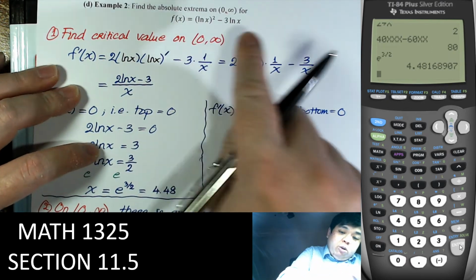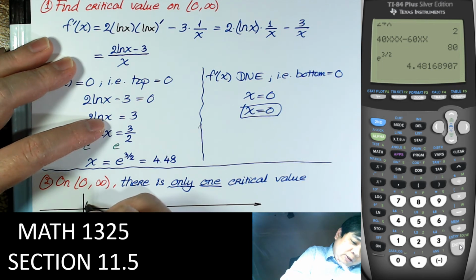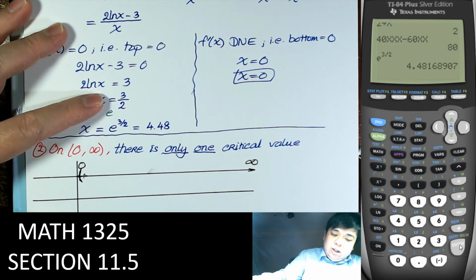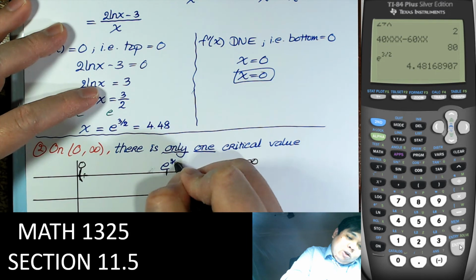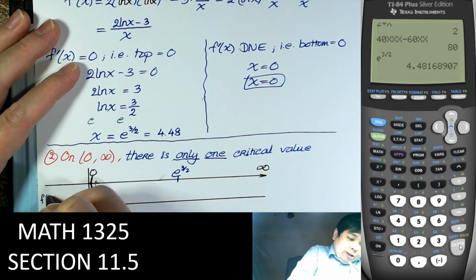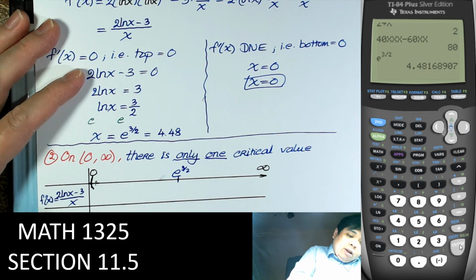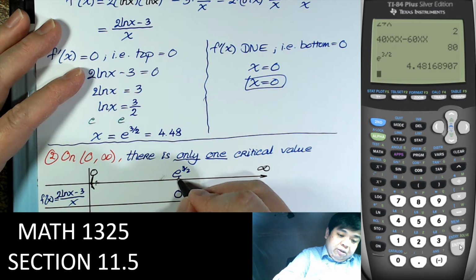Sorry, on this problem, we only go from 0 to infinity. And inside there's only one point, e to the 3/2, which is about 4.48. And the derivative, 2 ln x minus 3 over x, when x equals e to the 3/2, the derivative equals 0.